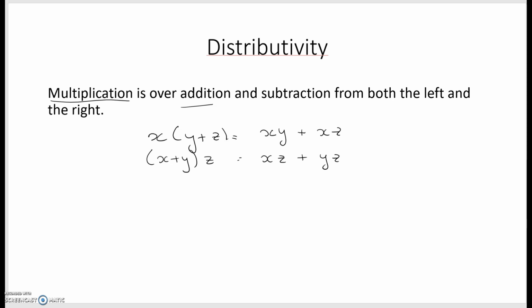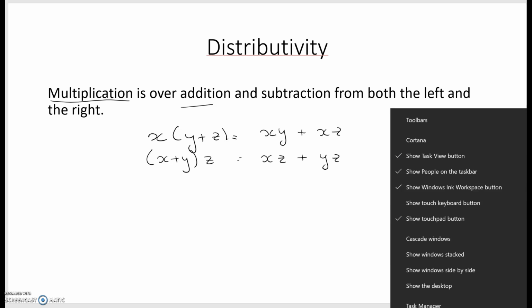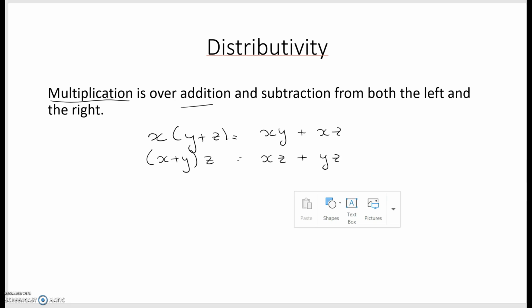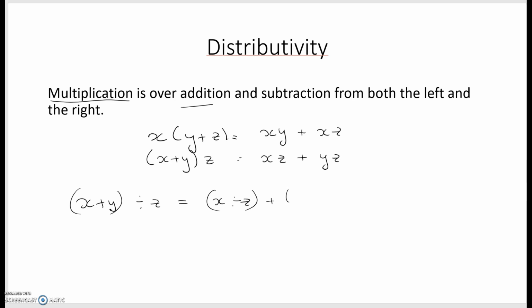Now, let's have a look at division. Division goes one way, but not the other way. Let's have x plus y, bracket that, divided by z. That is equal to x divided by z plus y divided by z. So that's true. But if we go the other way and go x divided by y plus z, that's not the same as x divided by y plus x divided by z. So that's one you need to look out for.